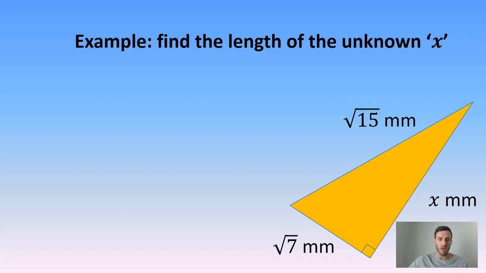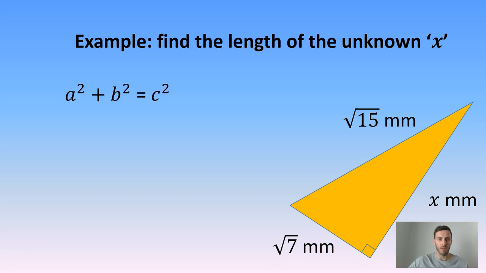So here we have another example. The triangle's a bit on its side, but it doesn't make it any less of a right angled triangle. We can tell that by the little square indicating the right angle in the bottom corner. Again, the hypotenuse is the side opposite the right angle. So let's find the length of x. This time, two of the sides are given in surd form. Now this shouldn't scare us. It's actually quite easy to work out when they're in surd form.